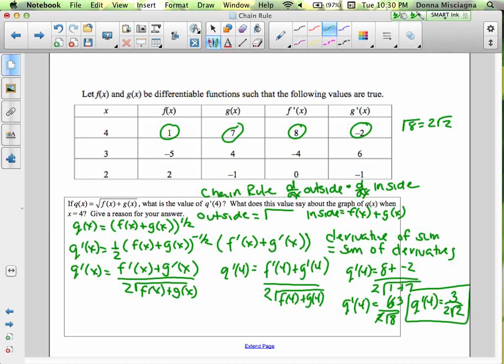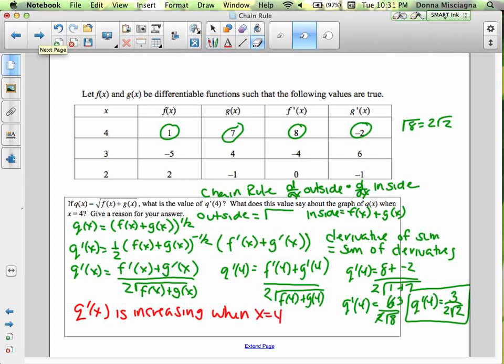So it's positive, right? So what does it say about q of x? So q of x is increasing when x equals 4. Oops, not q prime of x. Now, my hand did not listen to me. I told this to one of the other classes. Sometimes I'm writing one thing. Maybe I said q prime of x, but I'm pretty sure I said q of x.